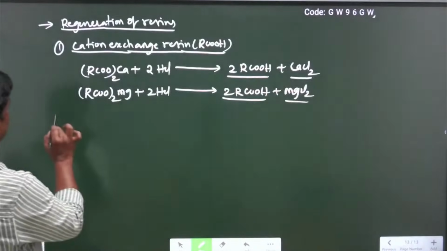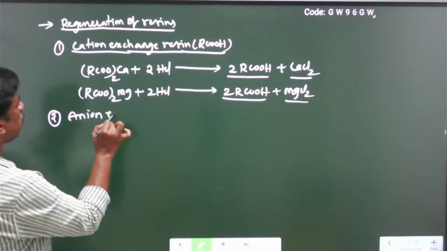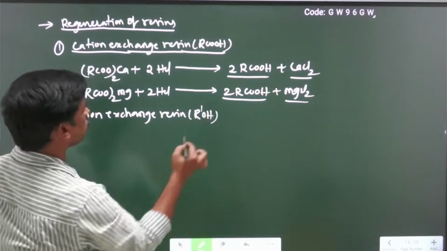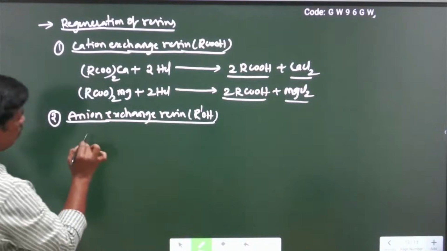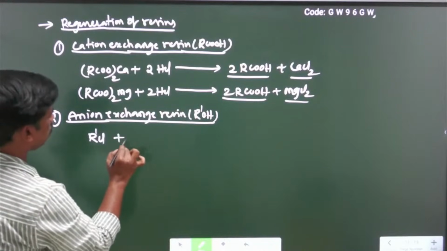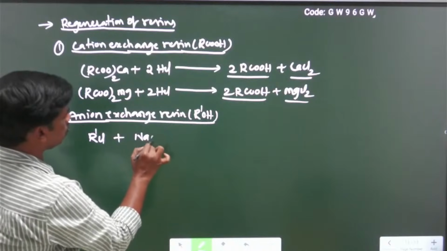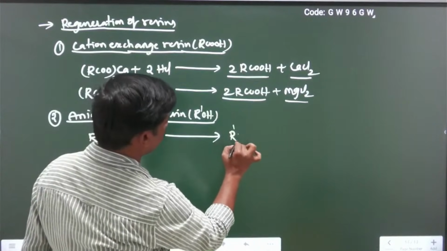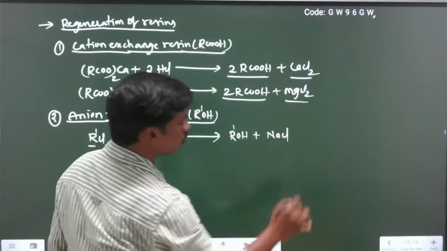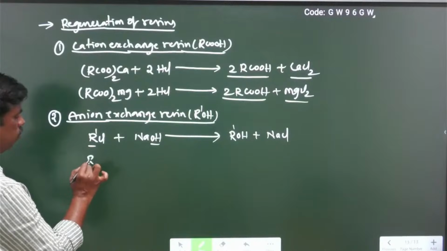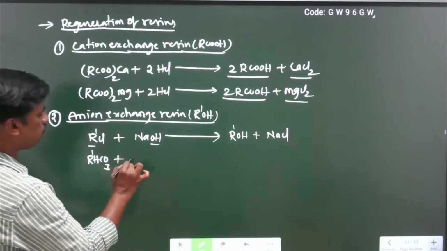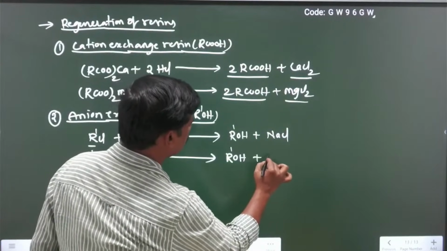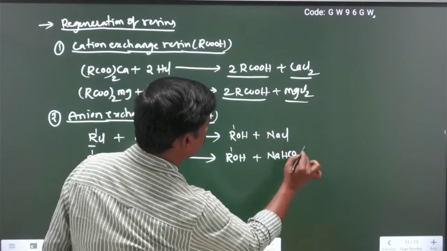Next, the anion exchange resin. Here we need R-OH. R-Cl combines with sodium hydroxide to produce R-OH; the resin is regenerated and the remaining chemical formed is sodium chloride. Next, R-HCO3 combines with sodium hydroxide to produce R-OH, fresh resin regenerated, forming NaHCO3, sodium bicarbonate.